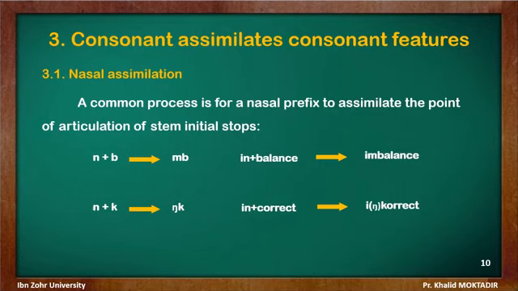Look at the examples. N following b, that's an alveolar following a bilabial, and the nasal becomes bilabial. Imbalance, imbalance. Look at how the alveolar nasal becomes velar when followed by the velar consonant k. Incorrect. Most people would pronounce this as incorrect. We might hear the other possible pronunciation. This is also possible.